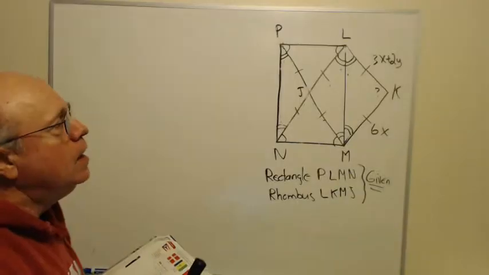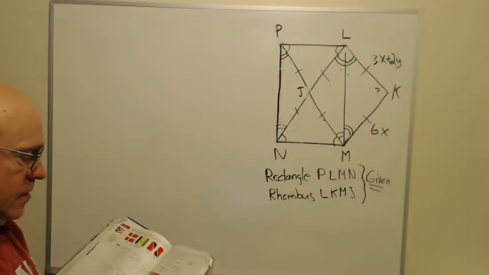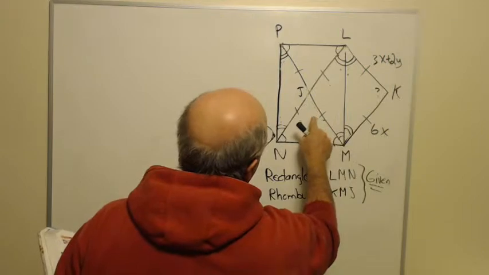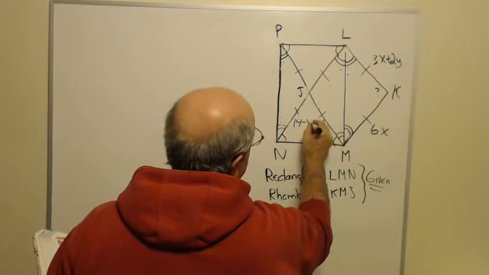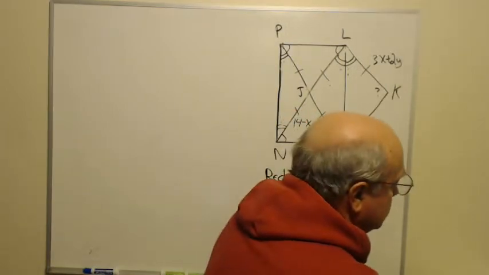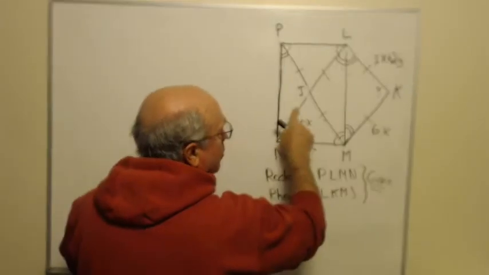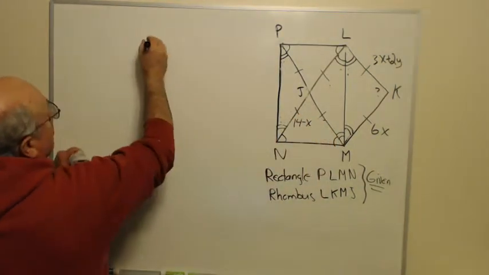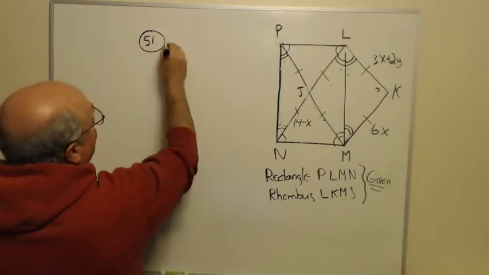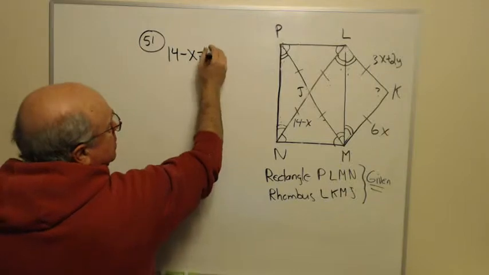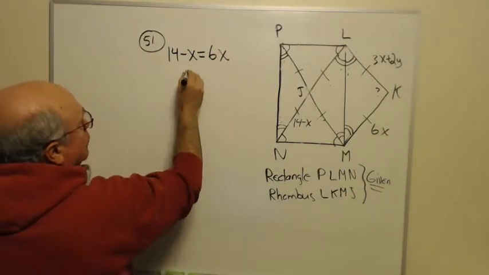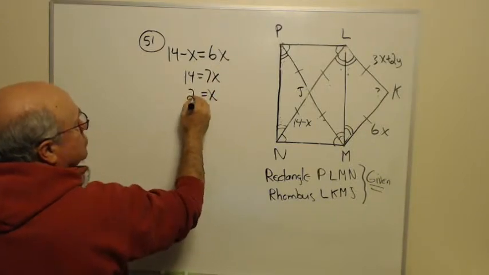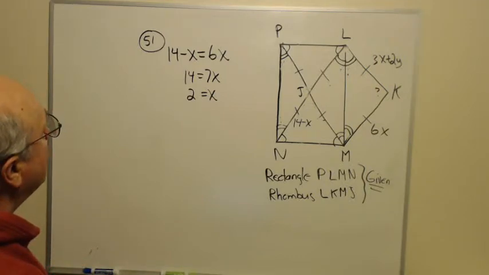but setting these guys equal doesn't really help me a whole lot because I've got two variables involved. The next statement, JN is 14 minus x, though, is very helpful. Okay, notice that those two segments are already marked congruent from the work we did at the start. So we would know on this problem, which is number 51, that 14 minus x equals 6x. So that would be 14 is equal to 7x by adding an x to both sides. Dividing by 7 will give us 2 for the value of x.